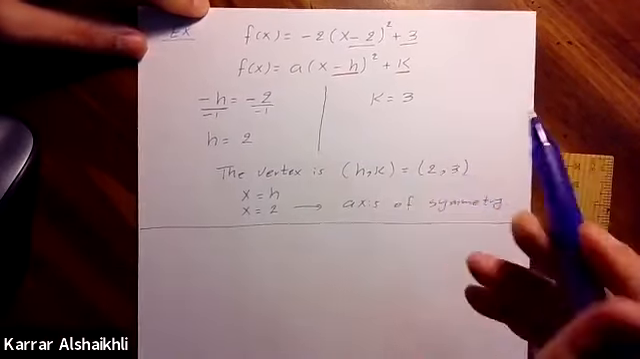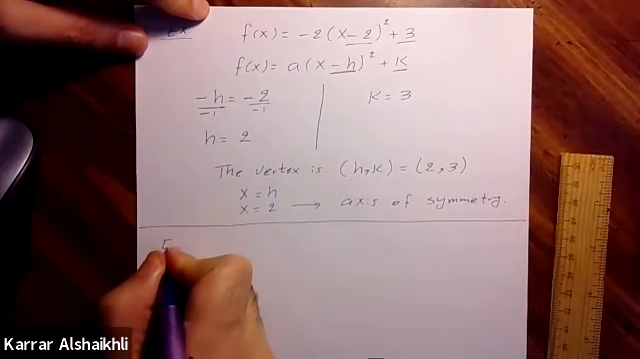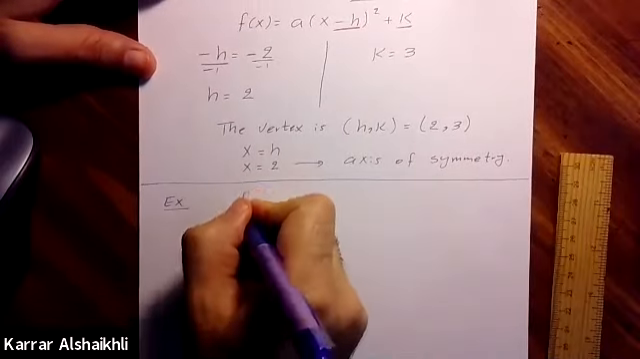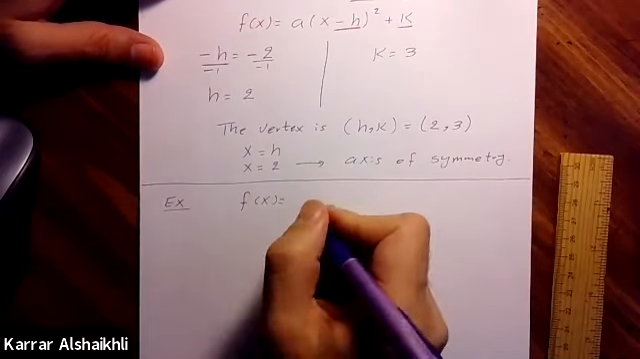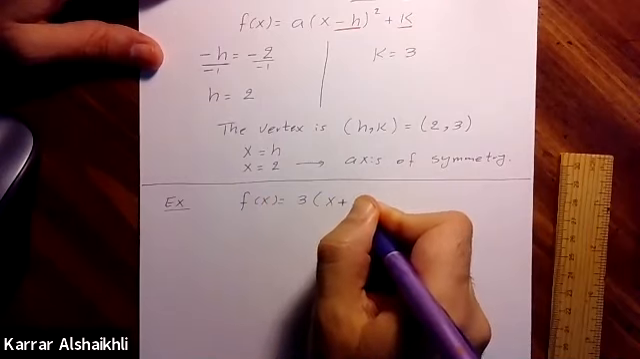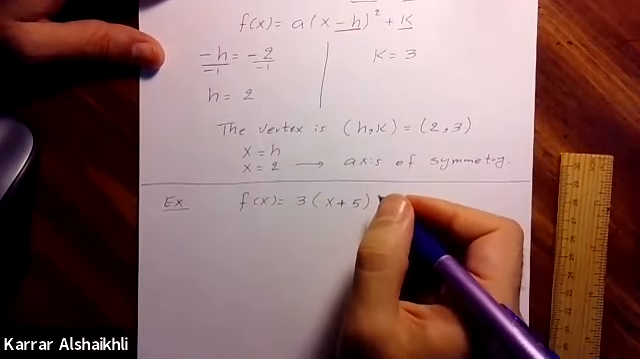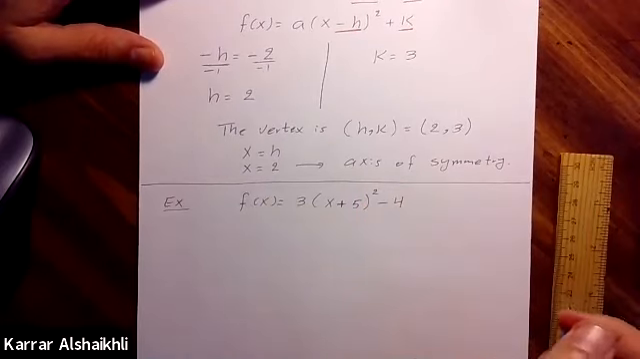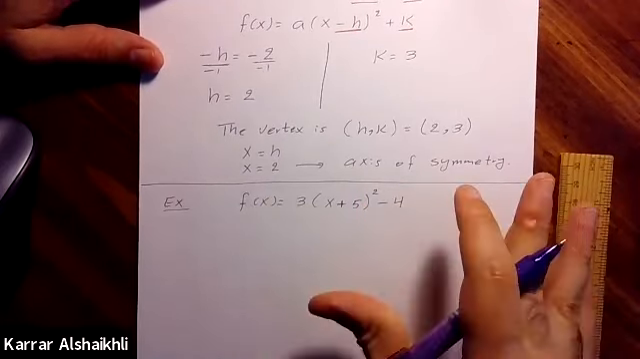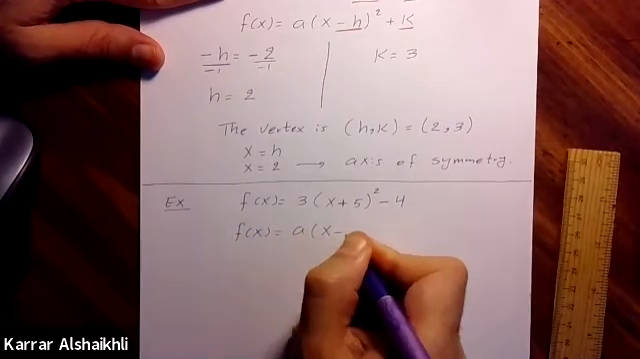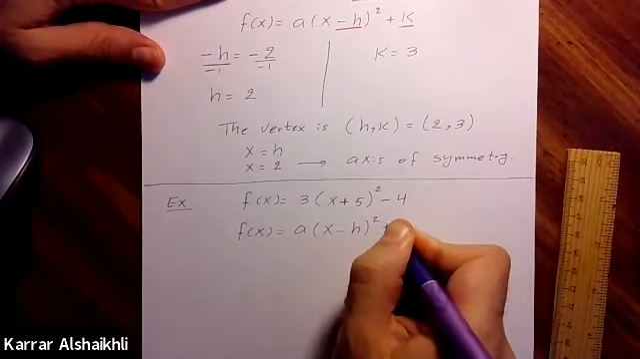Because you're going to get examples like this one when you do the homework. So here is another example. If we have f of x equal 3 times x plus 5 squared minus 4. So they asked me to find the vertex. We're going to do exactly the same steps. We're going to write down the vertex formula. So f of x is going to be equal a times x minus h squared plus k.